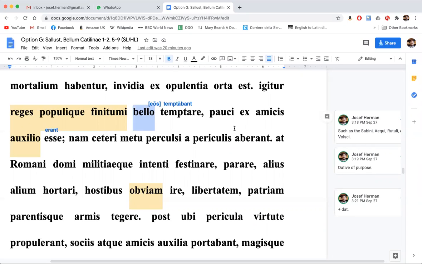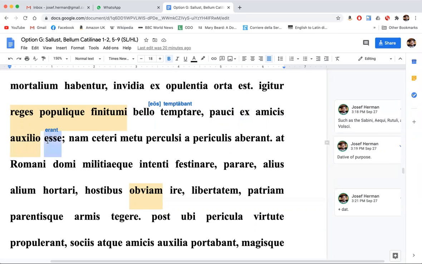And then in English, we would put in a word like whereas, pauci ex amicis, few out of their friends, esse or erant auxilio, were there to help. This auxilio, this is what we call a dative of purpose. So few of their friends were there for help. In other words, to help them.